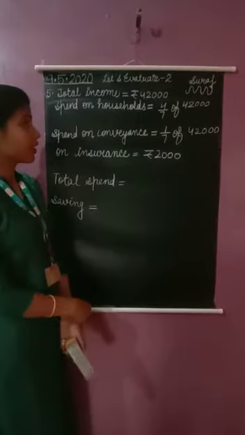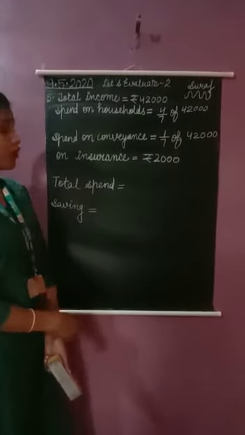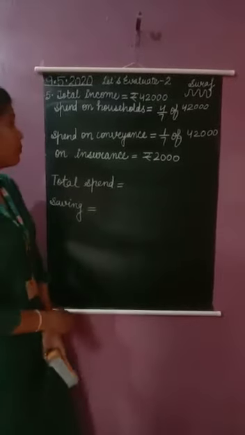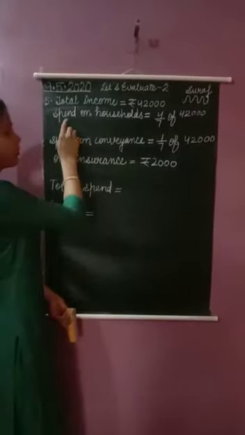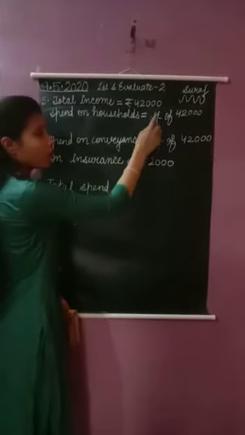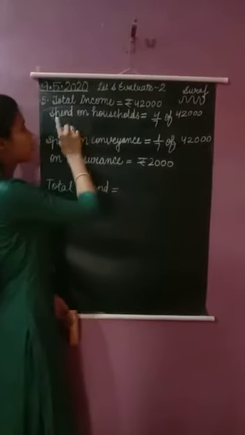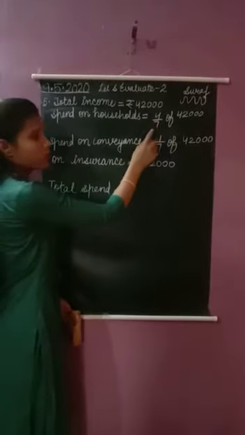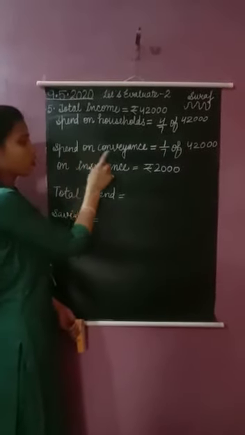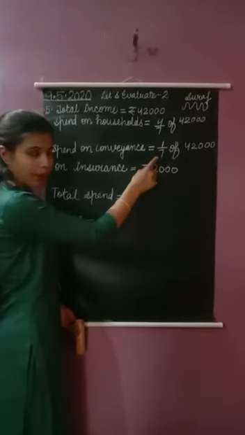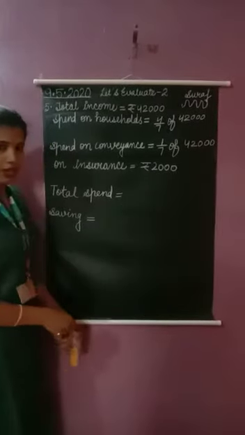Today I am explaining Let's Evaluate Unit 2 and the fifth question of it. In this question, a person has a total income of 42,000 and spends 4/7 of his total income on household. He spends 1/7 part on conveyance and 2,000 rupees on insurance is given here.